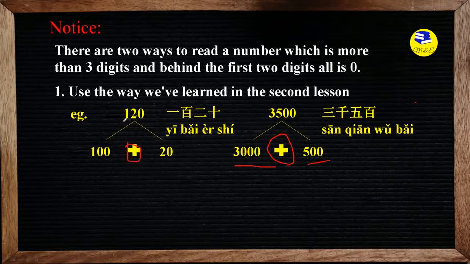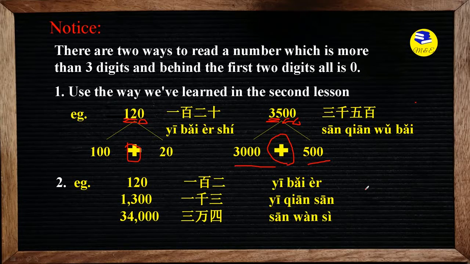You see, here 120 is a 3-digit number, right? And behind the first 2 digits, always 0, right? And this one the same, 3,500. Behind the first 2 digits, all is 0, right? 2 zeros here.